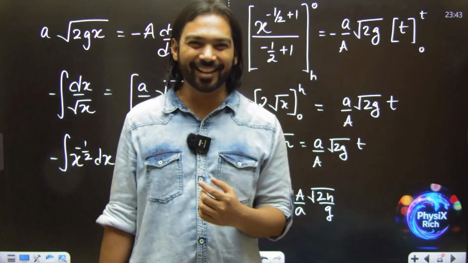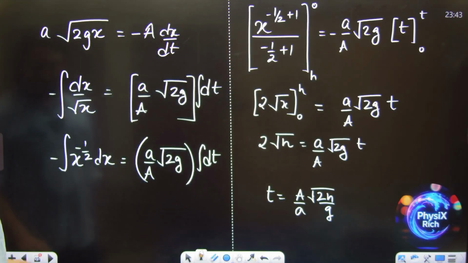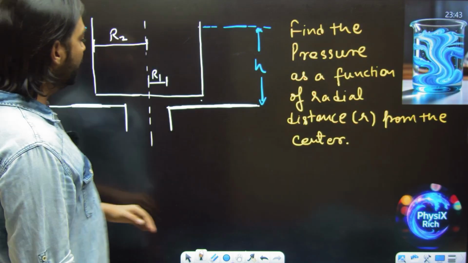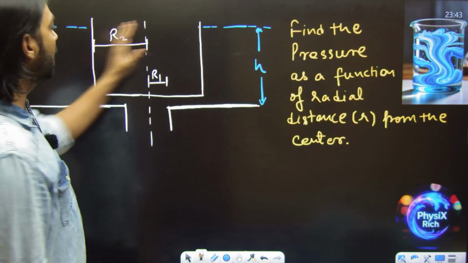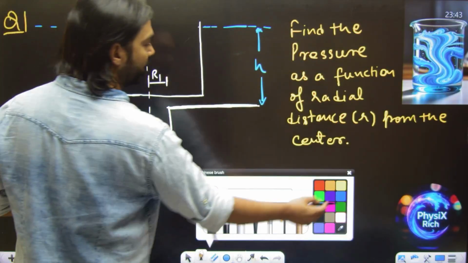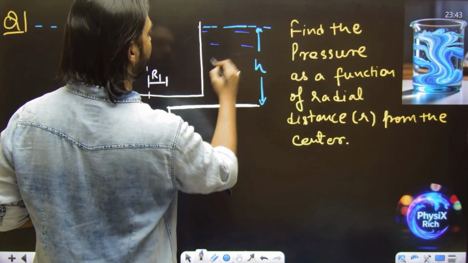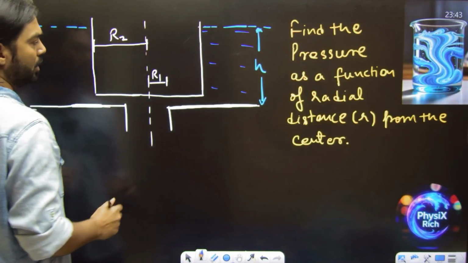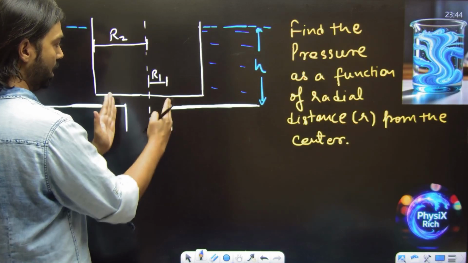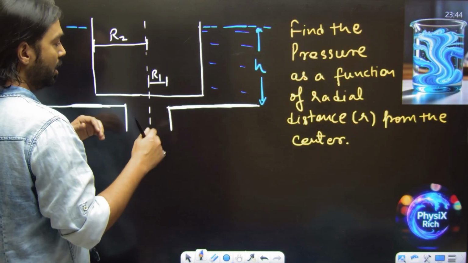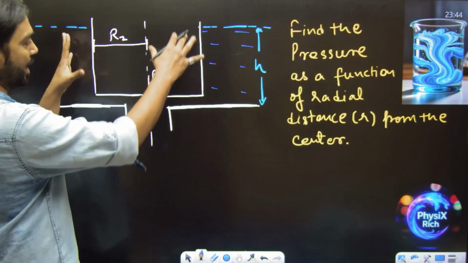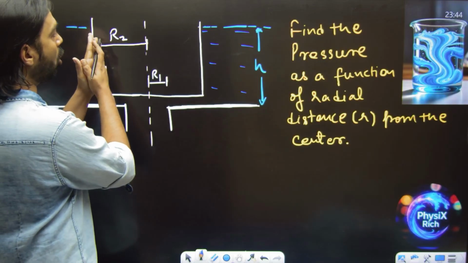Okay. So let's move on to another very nice problem that I would like to discuss with you. In this question, we have a very large vessel, and it's full of liquid. This large vessel has a hole, and this hole has a radius of r1. Now this hole is kind of covered with a concrete cylinder.